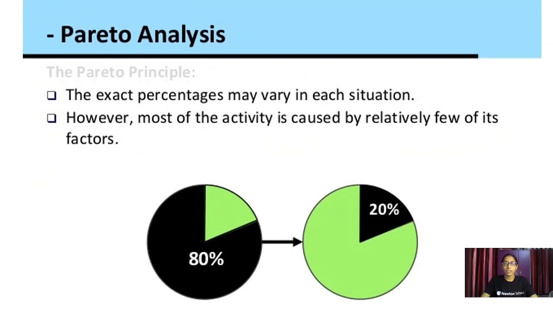When he did the analysis of Pareto analysis, he obtained that the exact number of percentage varies in different situations. However, most of the activity is caused by a relatively few of the factors. Here you can see the bar graph, and from the total population, 80% has been covered with the failure or success. Okay, effect and cause. Every 80% of your effect has a cause.